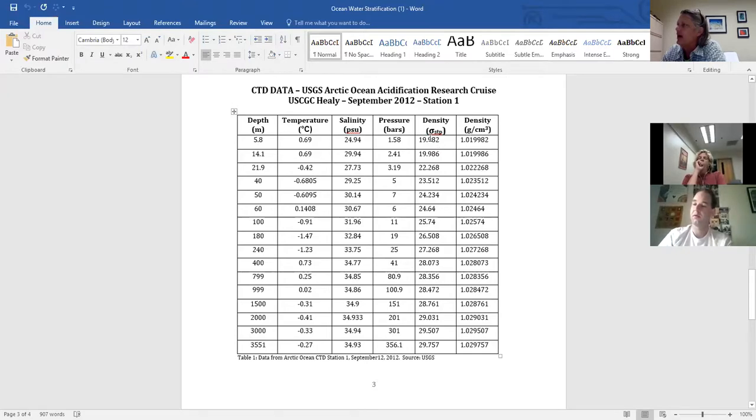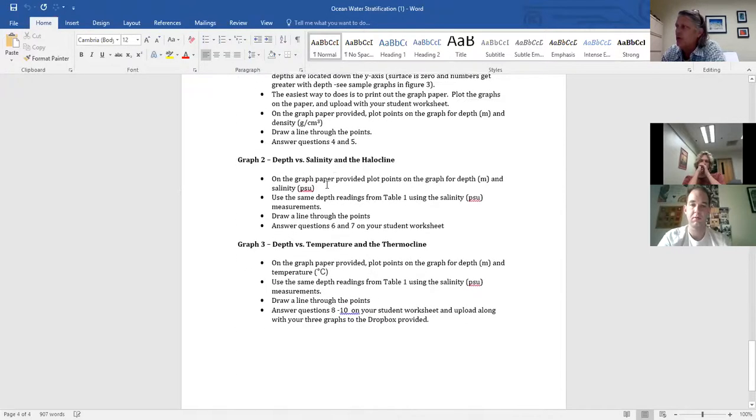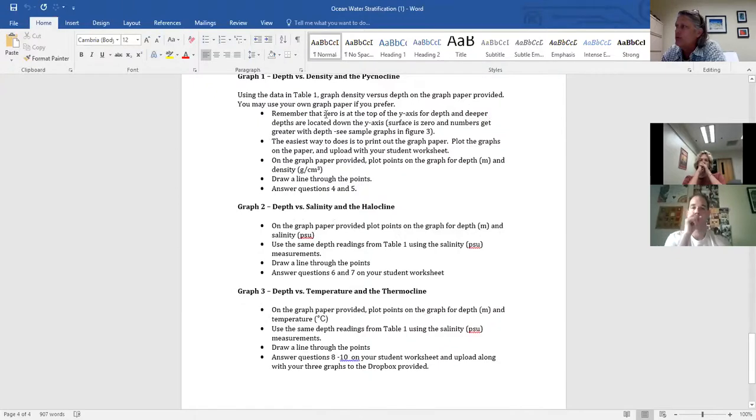This is done in STP, standard temperature and pressure. This is done in atmospheres. Remember, we're going to look at this density here. We're going to look at the salinity and the temperature. These three concepts, that's what we're going to graph. So we're going to make three graphs.